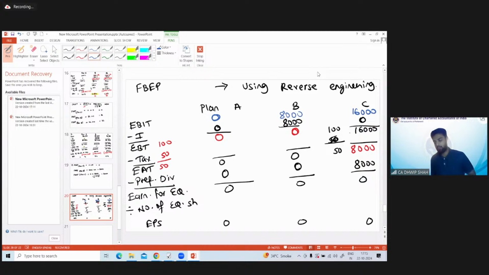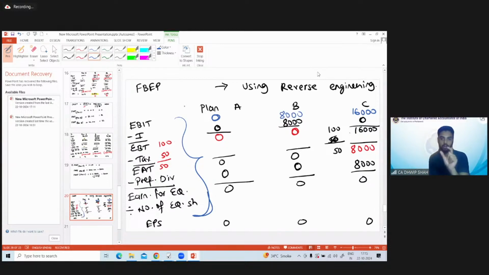Understood? The question was why do we divide by 1 minus t. To come from after tax to before tax, we have to divide by 1 minus t. So the logic is reverse engineering. But the formula is a very short way. It is a devised mechanism, a very short way of solving. The formula is derived from this reverse engineering only, because we cannot keep on preparing this statement again and again, right?